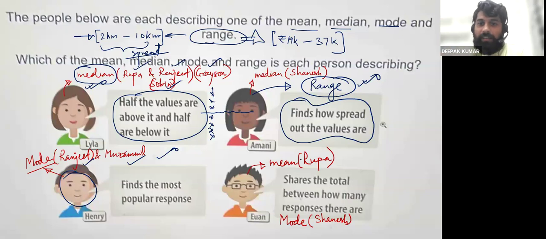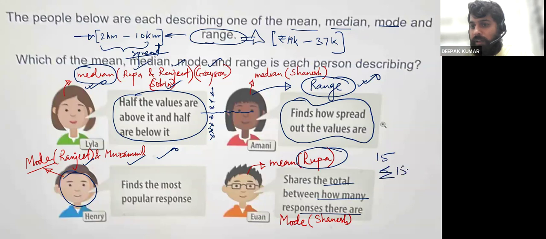But Rupa made a great choice here. Rupa said that Yuan is a mean. Why? Because he is sharing the total between how many responses there are. Suppose there are 15 responses: the addition, the summation of the 15 responses, divided by 15.